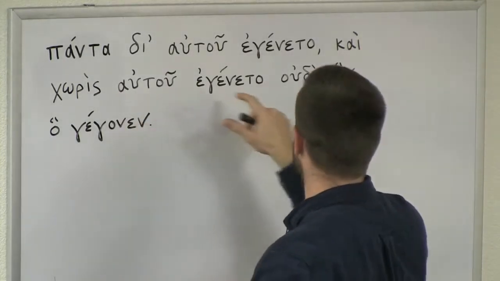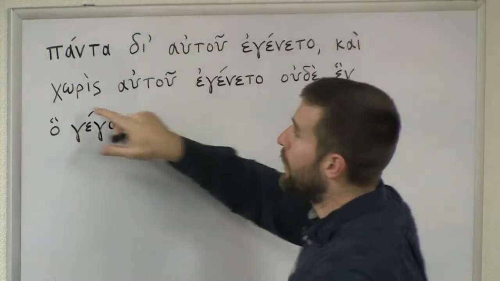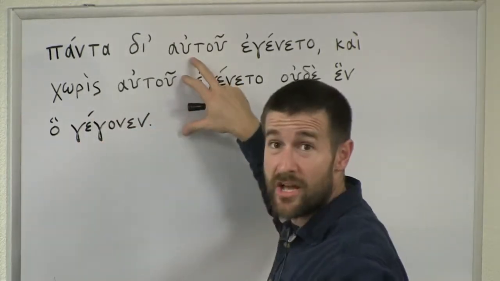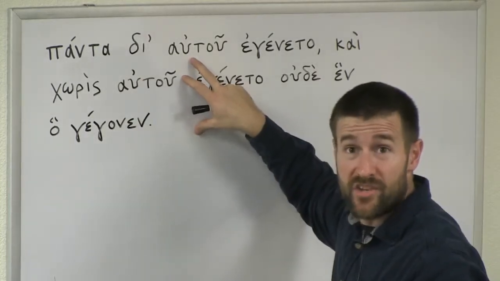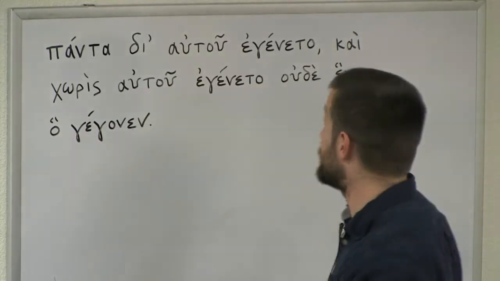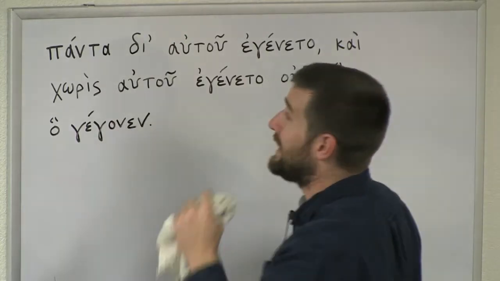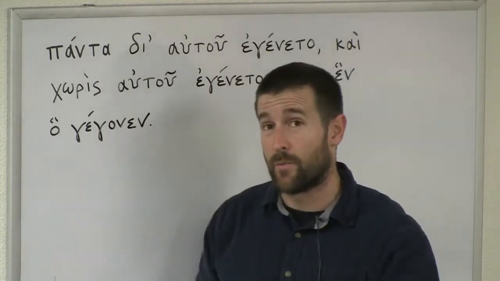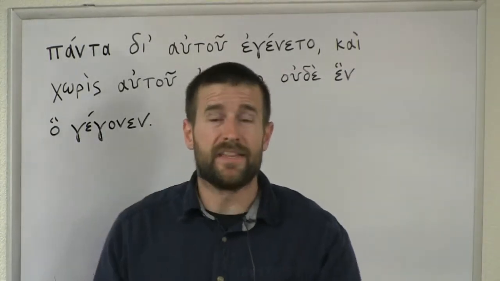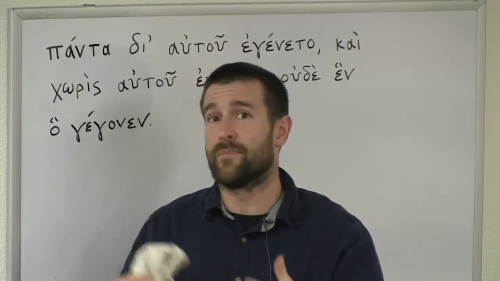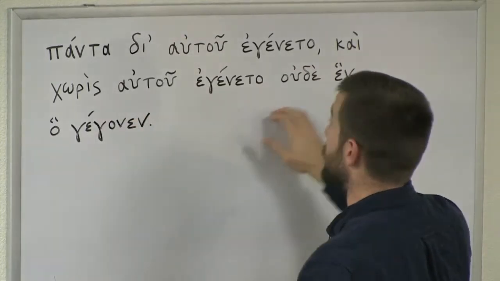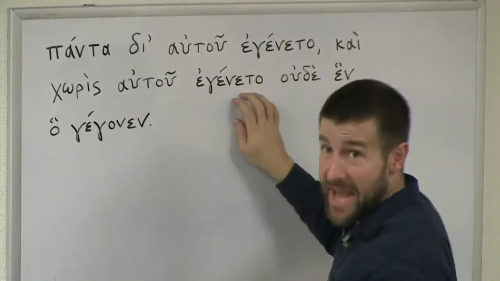Και χωρίς αυτού. Kai means and, of course. Χωρίς is the preposition without. And αυτού, same word we just saw, means him. And it's in genitive case because it's following a preposition that requires the genitive case, χωρίς. And χωρίς means without. So this means and without him. Και χωρίς αυτού. And without him, αγένετο. What does αγένετο mean? Came into being. In this case, it's being translated was made. Okay. So what this is saying then is και χωρίς αυτού αγένετο, and without him was made, right?